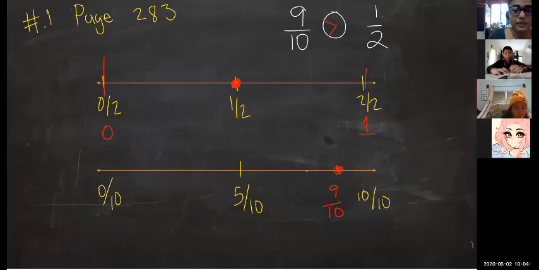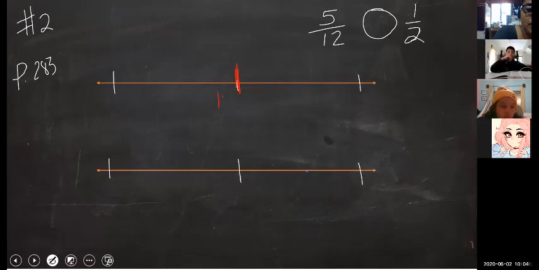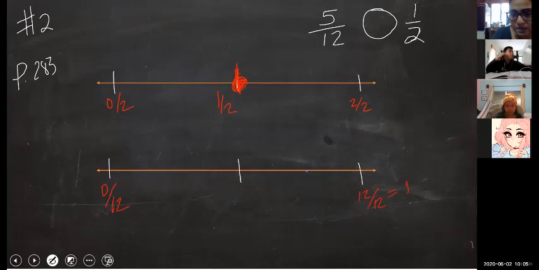Let's do number two. In problem number two, we have 5/12 and 1/2. Let's write here. Okay, 1/2 is the middle. This is 1/2, and we are in between zero and a unit, which is 2/2. Okay, 1/2 is exactly here. Now we need to put where is 5/12. Here is 0/12. Here is 12/12, that is equal to 1 unit.